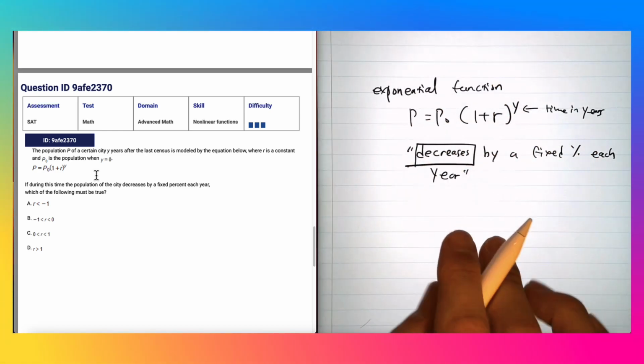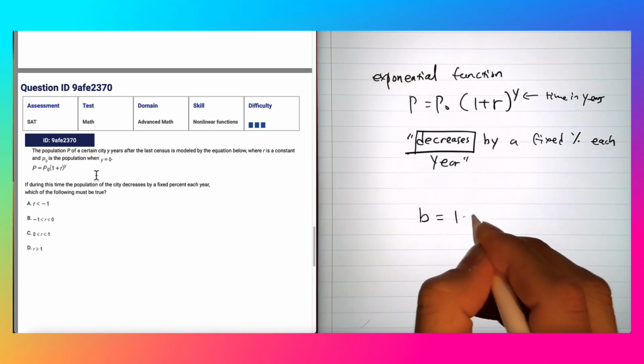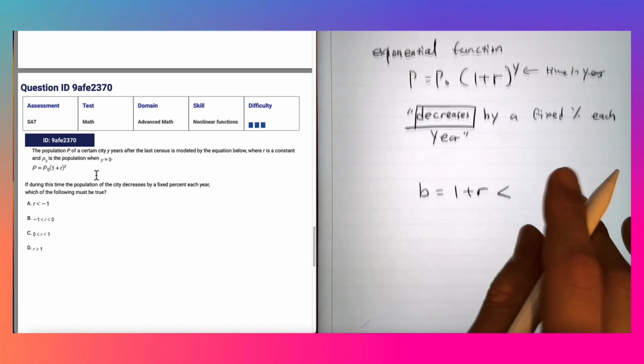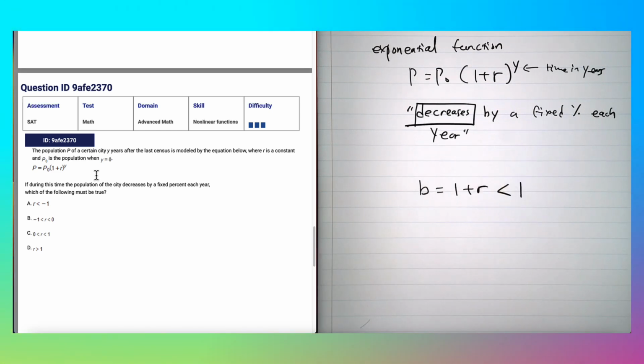For it to be decreased, it has to be less than 1. So our base, 1 plus R, has to be less than 1. If it's equal to 1, population will not increase. If it's more than 1, then population will increase. So in that regard, we can eliminate choice C and D.